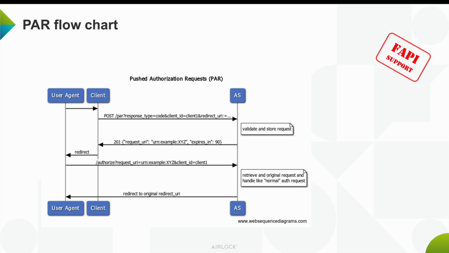And now the authorization server can retrieve the original request parameters and handle it like a normal auth request. So I'm not going to show the rest of the authorization code flow here, because now it continues normally as if we had started with a URL that contained all the request parameters, just a little bit more secure. Very important, pushed authorization requests are stored in the database, and you need to schedule deletion of expired requests.